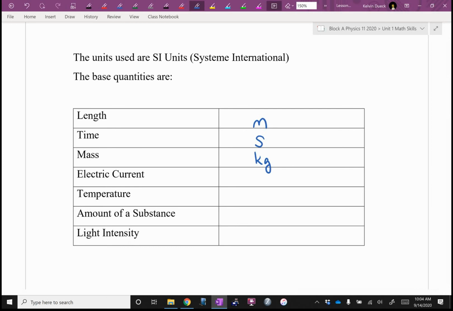Electric current is also a defined unit. Does anybody know the units for electric current? Volts is not. Volts is defined in terms of electric current, though. Amps.